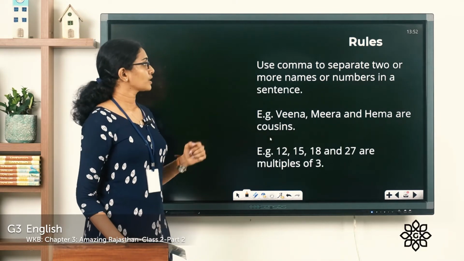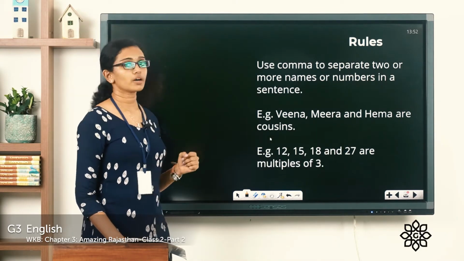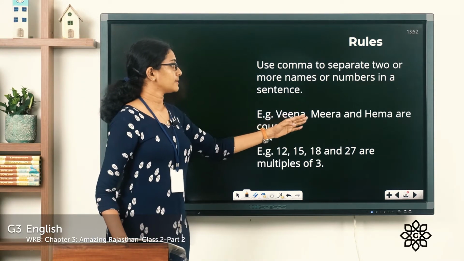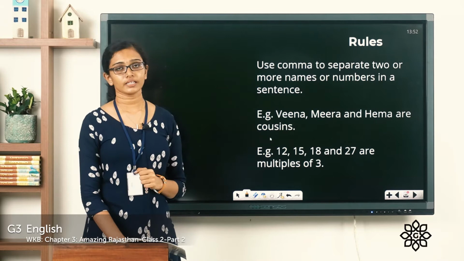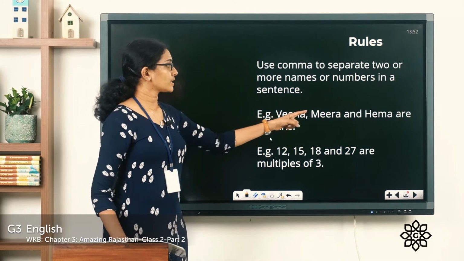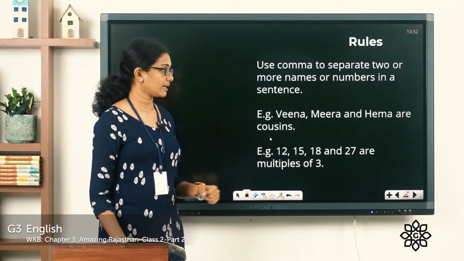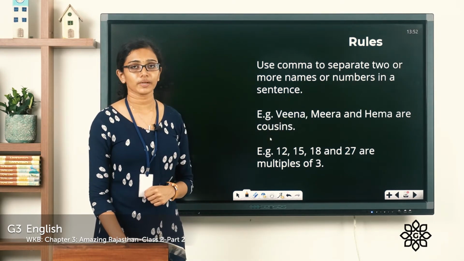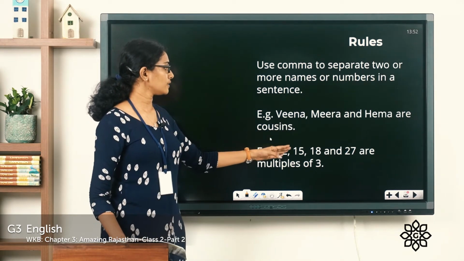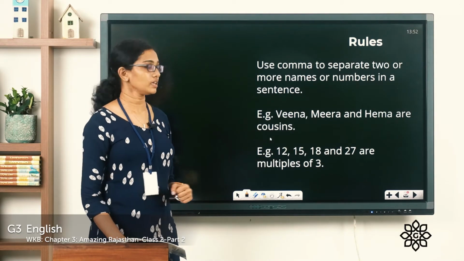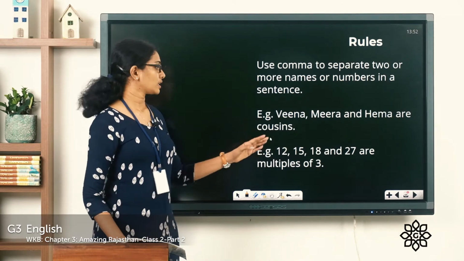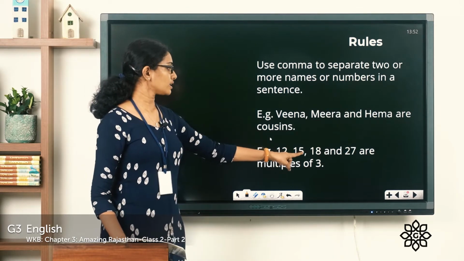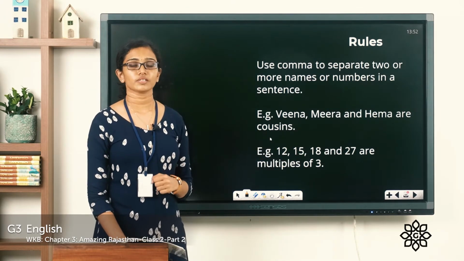Now use comma to separate two or more names or numbers in a sentence. See, Veena, Meera and Hema are cousins. Here you can see two or more names, Veena and Meera. To separate the names, you use a comma in between them. And here 12, 15, 18 and 27 are multiples of 3. Here there are more than 2 numbers. So use a comma between each number to separate them.